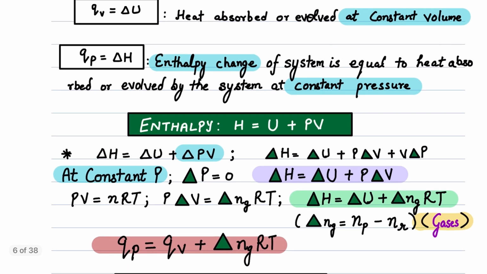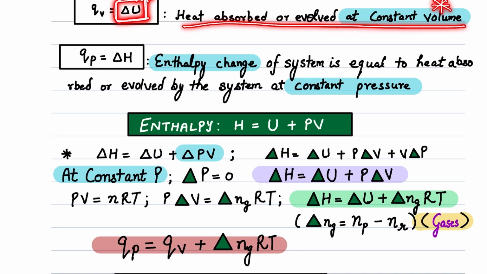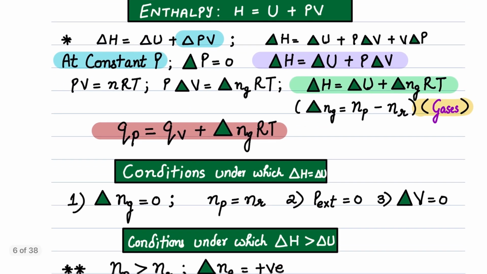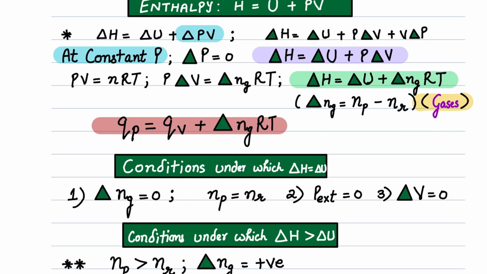Now let us do two important terms. The first one is QV and the second one is QP. Now what are these QV and QP? QV is basically equal to delta U and that is equal to heat absorbed or evolved at a constant volume. QP is represented as delta H. This is the enthalpy change of a system, which is equal to heat absorbed or evolved by the system at constant pressure. Now there is an important term, that is enthalpy.